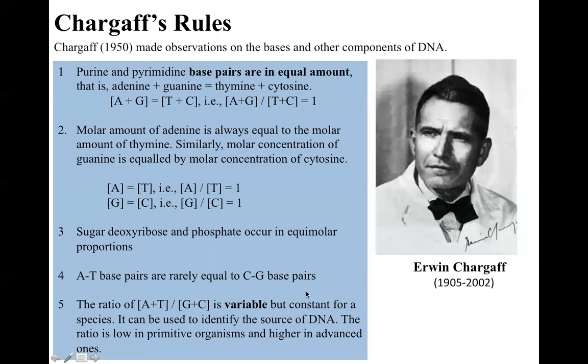And the fifth one is that the ratio of A plus T divided by G plus C is variable. This is variable but constant for a species. It can be used to identify the source of DNA. The ratio is low in primitive organisms and high in advanced ones. So that means according to his theory, A plus T is always A plus T. The ratio of A plus T and G plus C is variable across different organisms, but it is very constant for the particular species.